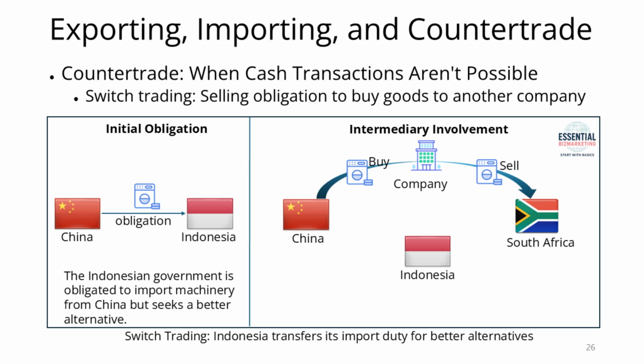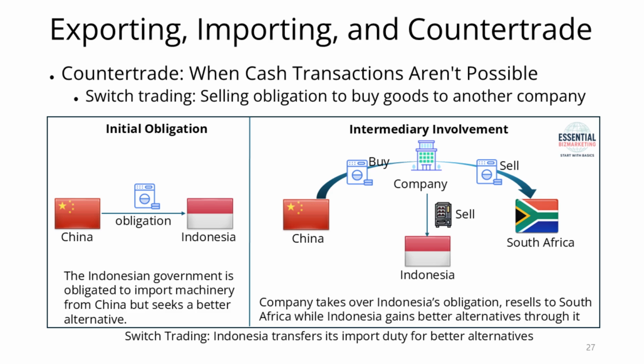The European company bought the machinery from China. Then, it resold the equipment to South Africa as a new buyer. Through this deal, Indonesia avoided unnecessary machinery. Instead, it received more suitable alternatives like European medical equipment.